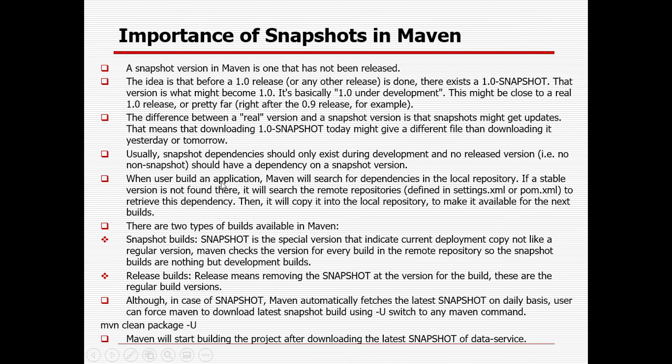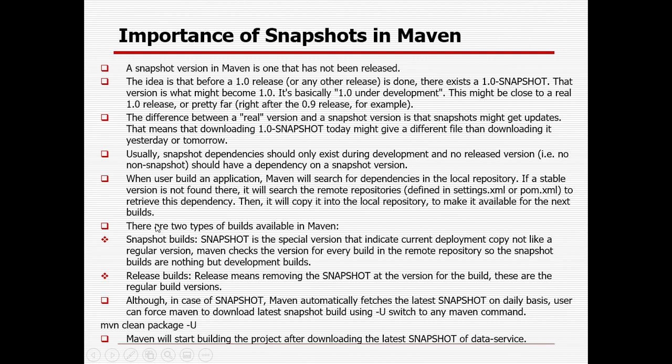When a user builds an application, Maven will search for the dependency in the local repository. If a stable version is not found there, it will search the remote repository, right? And it will try to retrieve the dependency. Then it will copy it into the local repository to make it available for the next build.